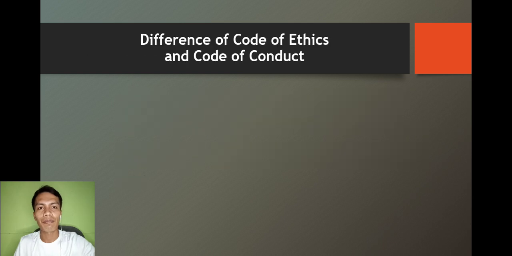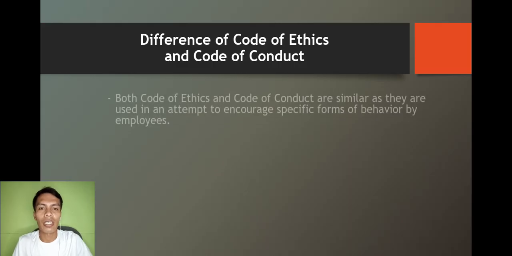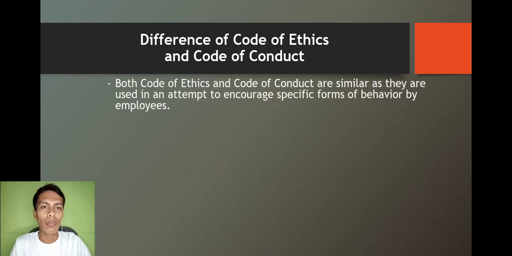Then next one is the difference between the code of ethics and code of conduct. Both code of ethics and code of conduct are similar, as they are used in an attempt to encourage specific forms of behavior by employees. These are very important matters that we need to learn when you become a professional someday. We need to really follow certain rules that should be done as an employee.